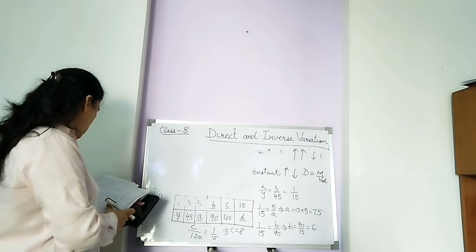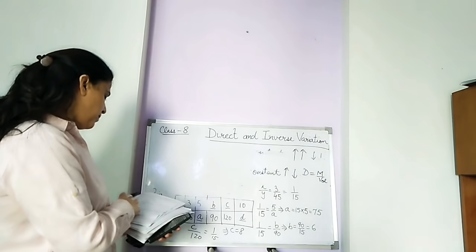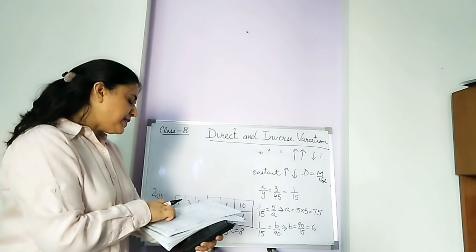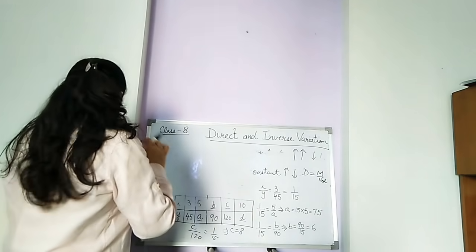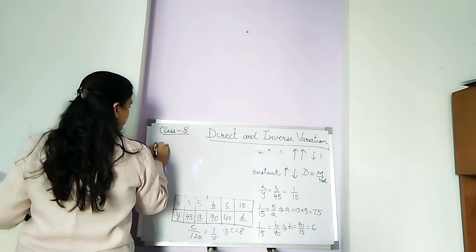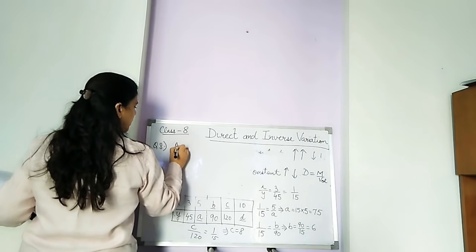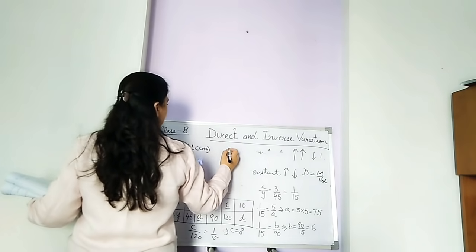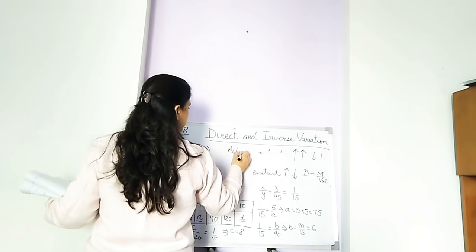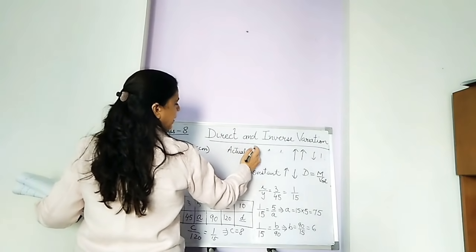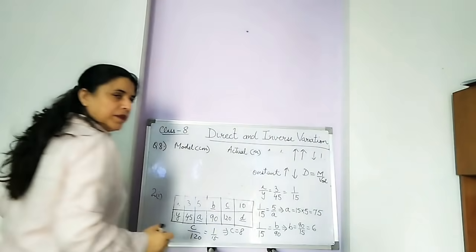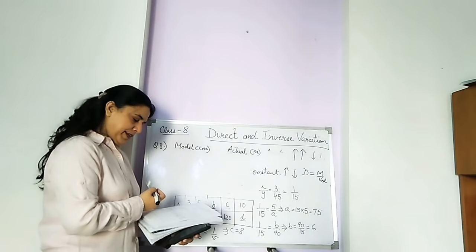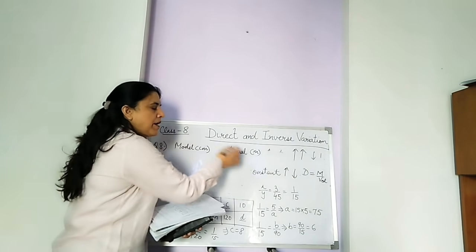Now it says the model has a flagstaff on the ship. It is 6 centimeters high. So we will take two columns. Question number 8. Model, and the length of the model will of course be in centimeters, whereas the actual dimensions will be in meters. Actual dimensions are just written as actual length, because length or height, whatever it is. Actual dimensions are in meters.